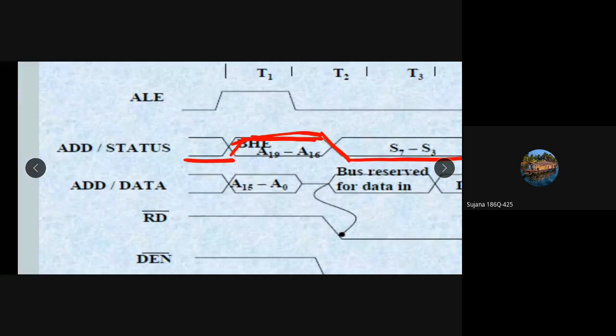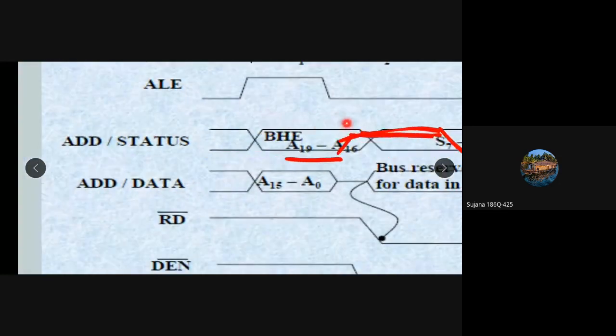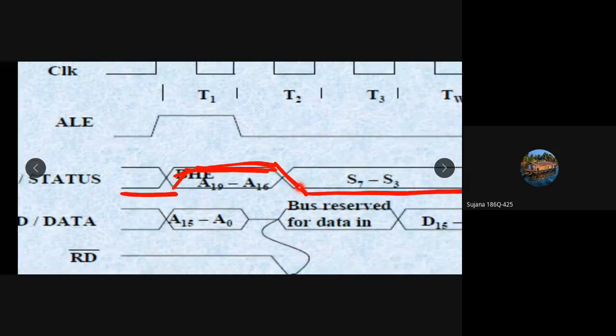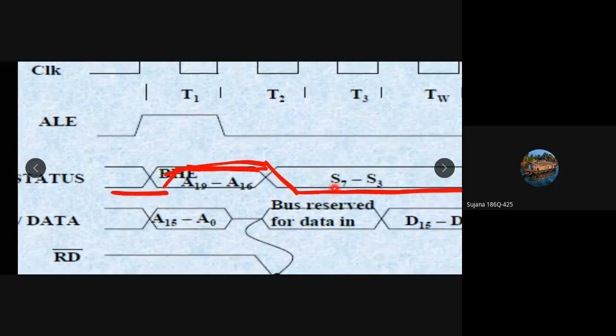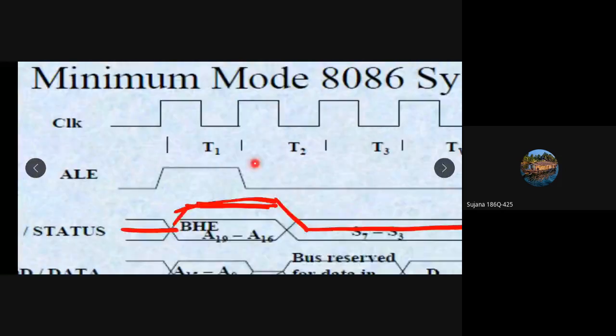So here there will be no status. A19 to A16, that means address status lines. Since we are using these lines as address lines, there will be no status. So status is not available. The status goes opposite to the address lines. So since address is going in this way, this is the address line, and the status will be exactly opposite to the address.